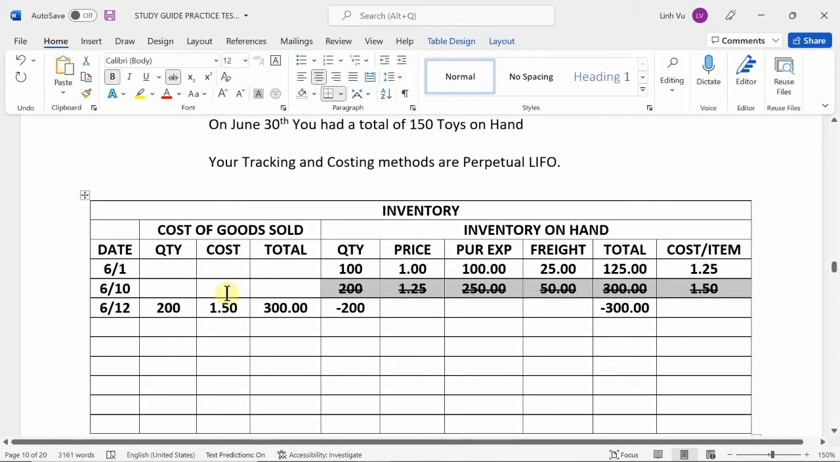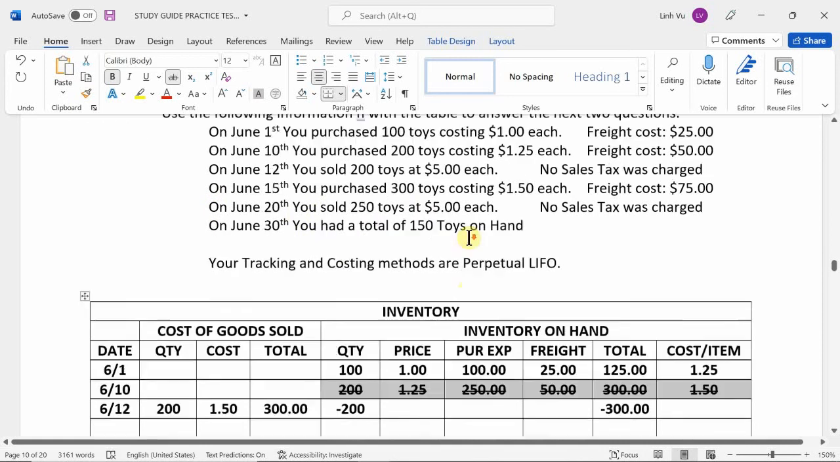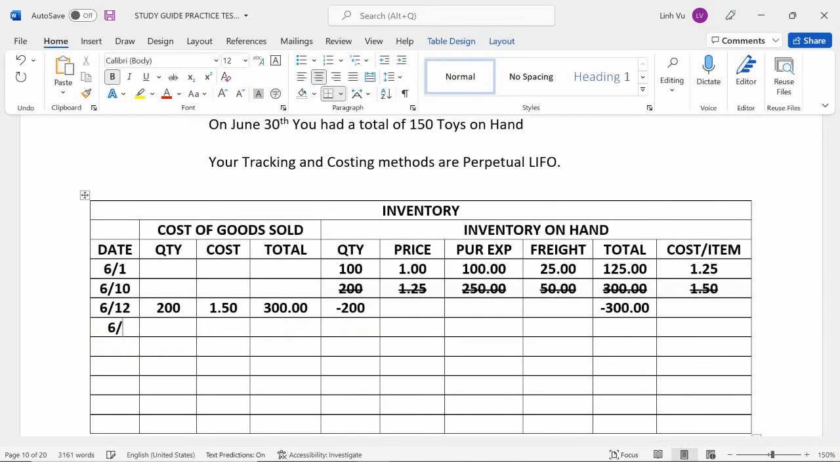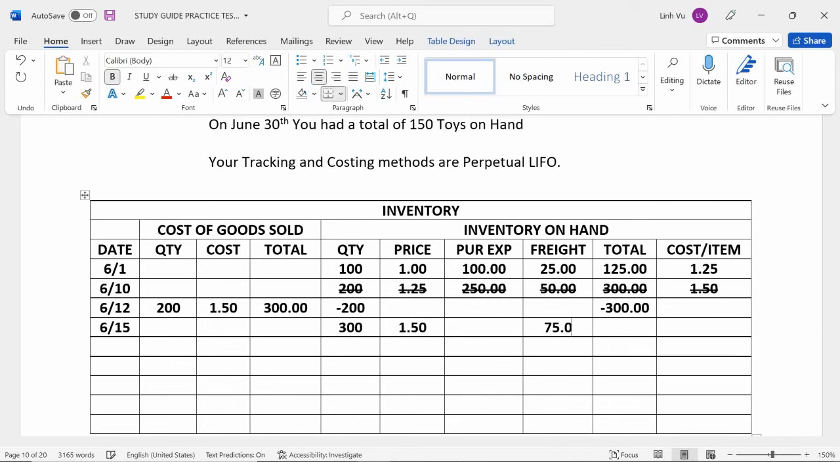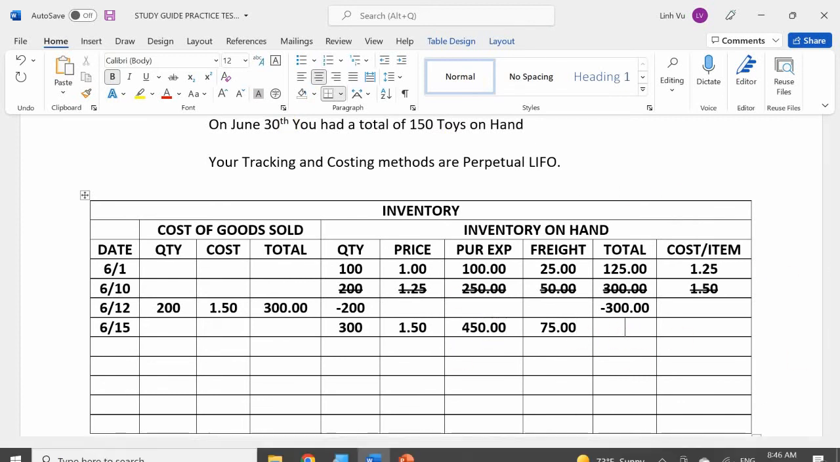So let's see what's next. Then on June 15, you end up purchasing 300 toys at $1.50 with the freight costing $75. So, June 15, we purchased 300 units at $1.50 and the freight was $75. So in this case, what's my total purchase price here? $450 and $525. And cost per item?